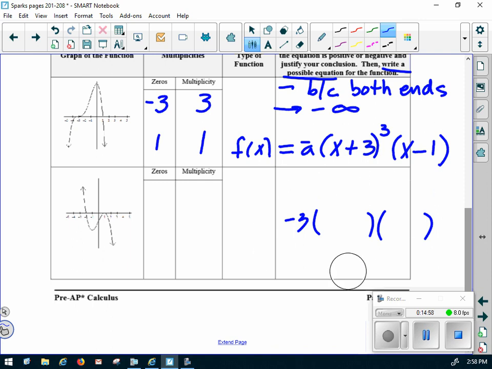Are you okay there? Do we need to do any more of those graphs? That's what I thought. Next page.